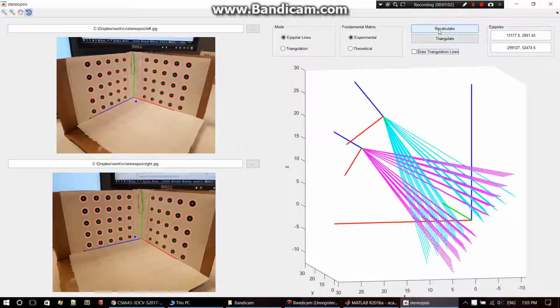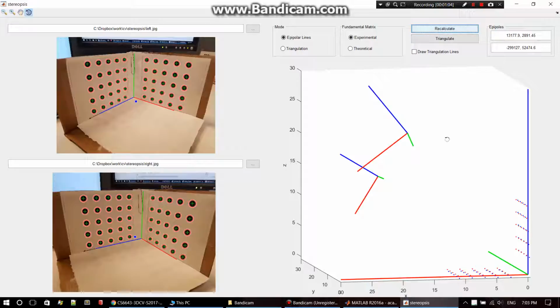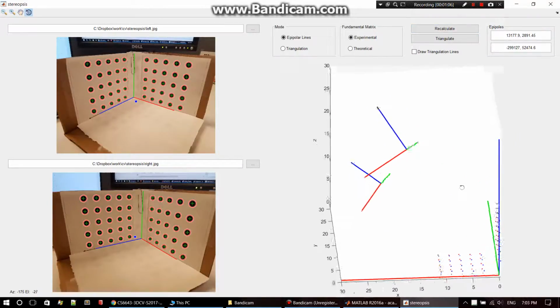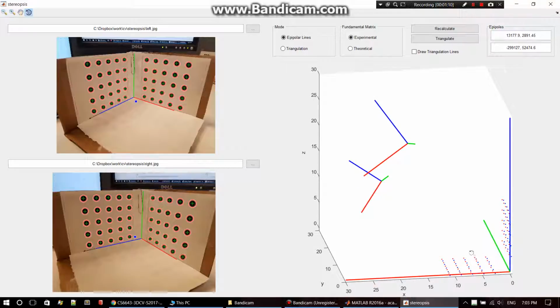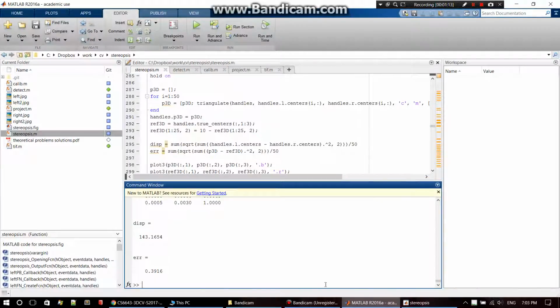And if we redraw without those lines, you can see the blue dots, the reconstructed points, and the red dots, the ground truth. And the average error is just 4 millimeters.